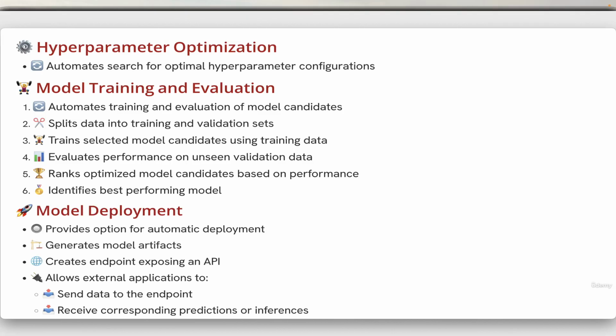And the last step will be the model deployment. So it provides an option for automatic deployment. It generates model artifacts. It creates an endpoint exposing an API, and it allows external applications to send data to the endpoint, and it can receive corresponding predictions or inferences.